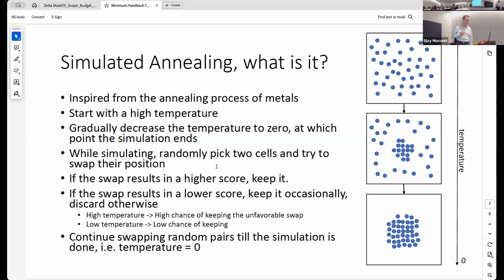While simulating, we will randomly pick 2 cells and try to swap their position. Now, if the swap results in a higher score, we keep the swap. So that means it's a good swap. It improved the score, so so far so good. But if the swap results in a lower score, then we have to make a decision. Sometimes we do keep it and sometimes we discard it. And that actually depends on the temperature. So when the temperature is high in the beginning, we are very tolerant. We will also keep bad swaps. But later during the process, we will be stricter and stricter, and we will try to eliminate them. And we continue swapping until the temperature goes to 0.